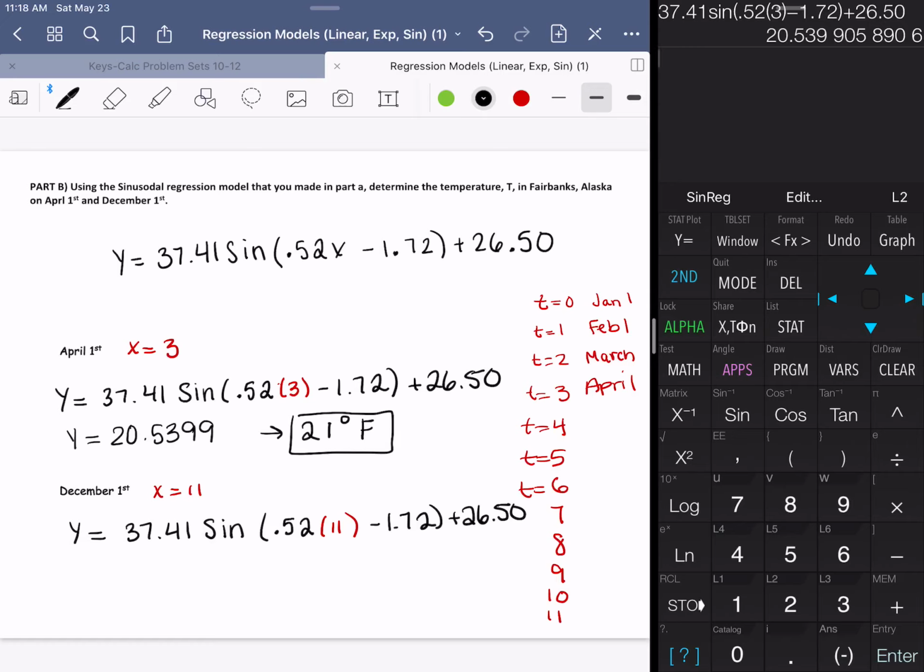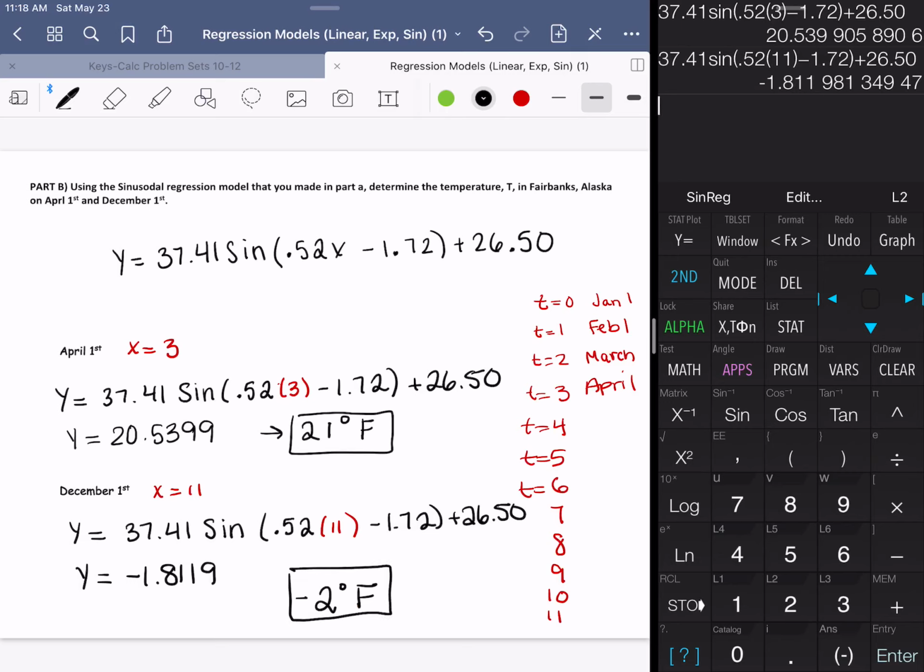Now, same thing for the second one. I'm just going to retype it in. 37.41 sine 0.52 times 11 this time, minus 1.72 plus 26.50 gives you approximately y equals negative 1.8119. If I round it, it's approximately negative 2 degrees Fahrenheit.